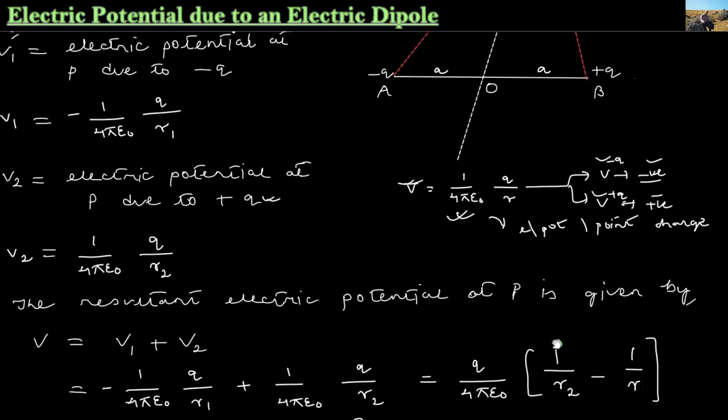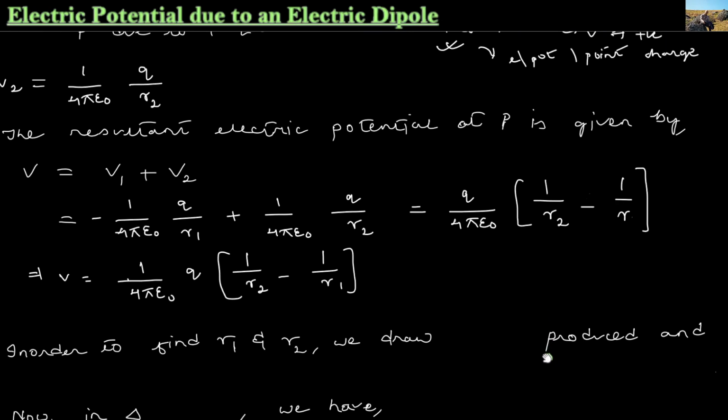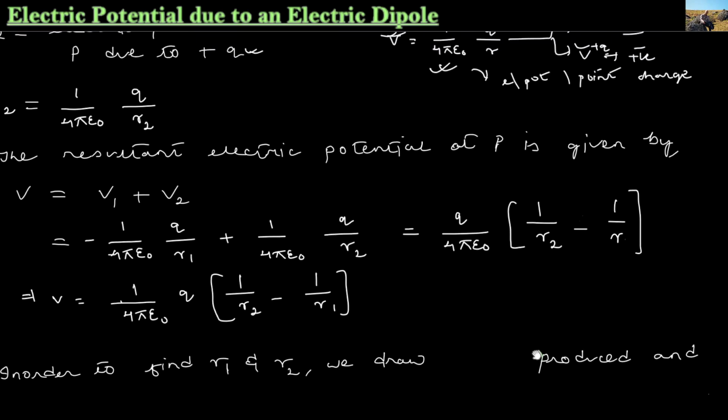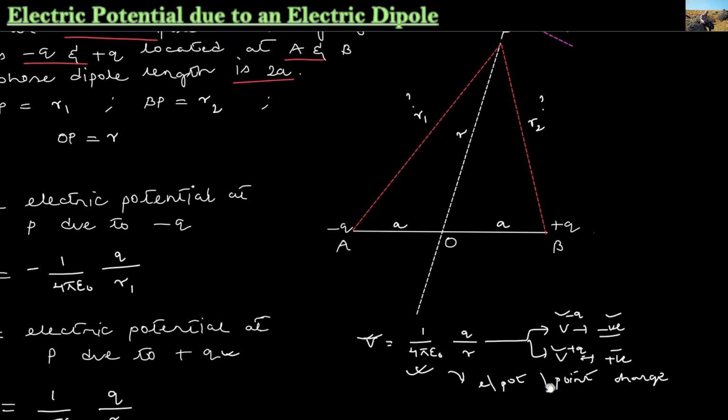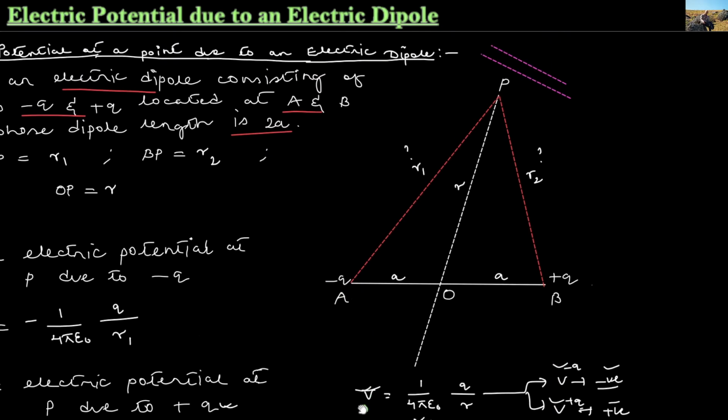So some geometry is needed. In order to find these values of R1 and R2, we have to draw some geometrical constructions. So let us draw some lines. We will draw a line from E up to P, perpendicular, and from B up to this OP also we will drop a perpendicular line. And from here, we will find the relationship of R1 and R2 in terms of small r, which is the distance of the point P from the center O of the dipole.